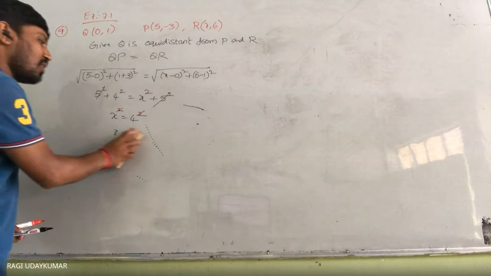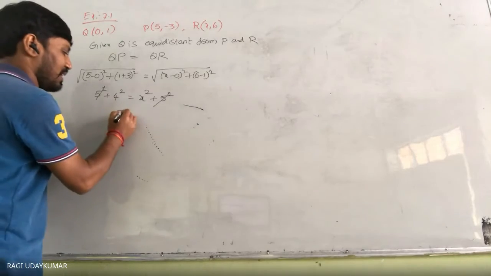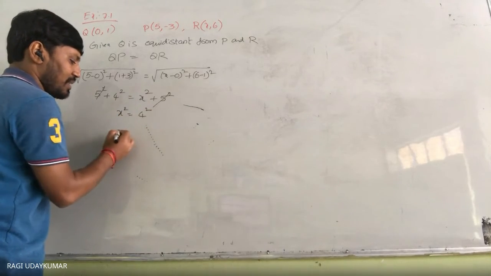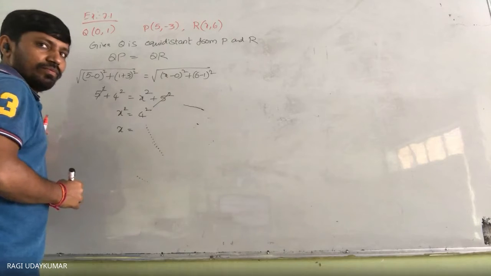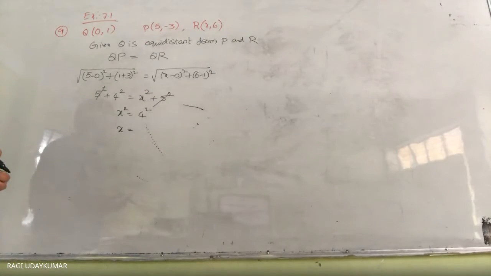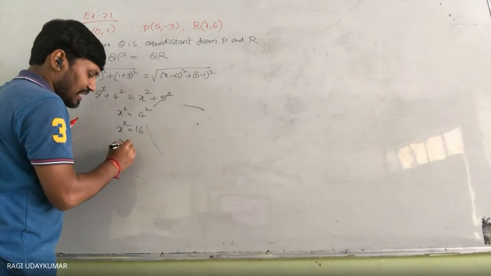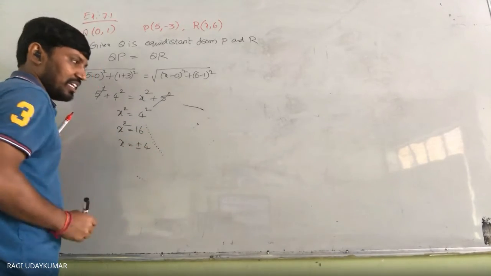As a root form on the other side, and now cancel the square. What will you get? x square equal to 4 square. Then can you say what is the x value? Yes, sir, x equal to 4. Only 4? Sir, plus minus 4. Actually x square equal to 16 we will get. From this, x is equal to plus or minus 4 we will get.